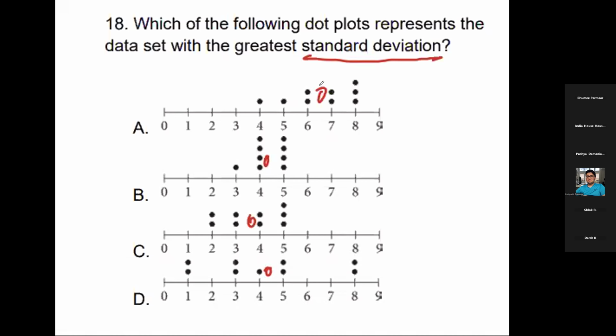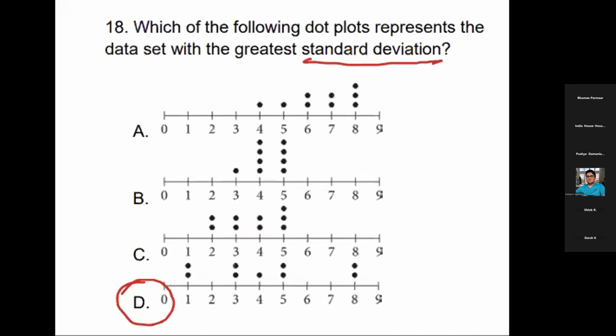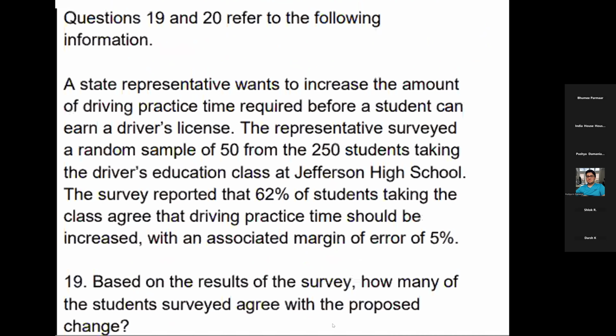So this one, it's about like 2 or so. This one's about 1. This one's about like 1.5. And this one is quite a bit larger at around like 4. So the correct answer here would be answer D. It has values which are the furthest away from the mean. Okay, question 19.